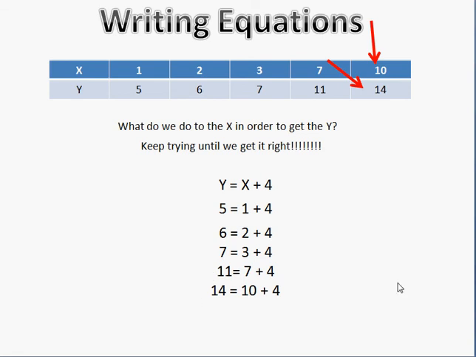So I know that the equation for this set of data points, x and y coordinates, is y equals x plus 4. So when they give you these tables with the data, make sure you figure out, what do we do to x in order to get the y? And try different equations. Maybe you'll get it right the first time. That's always the best case scenario. But if you don't, if you get to the third one and when we plug in the x it doesn't equal the y, try again. Eventually you'll get it.